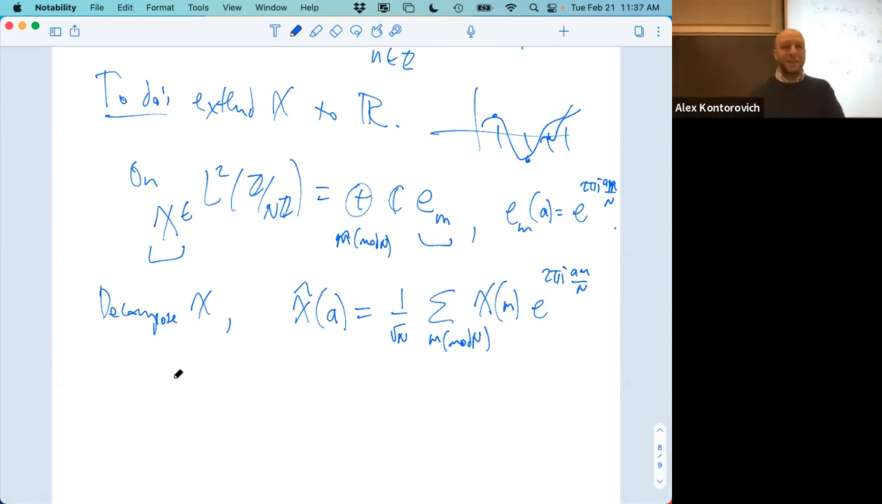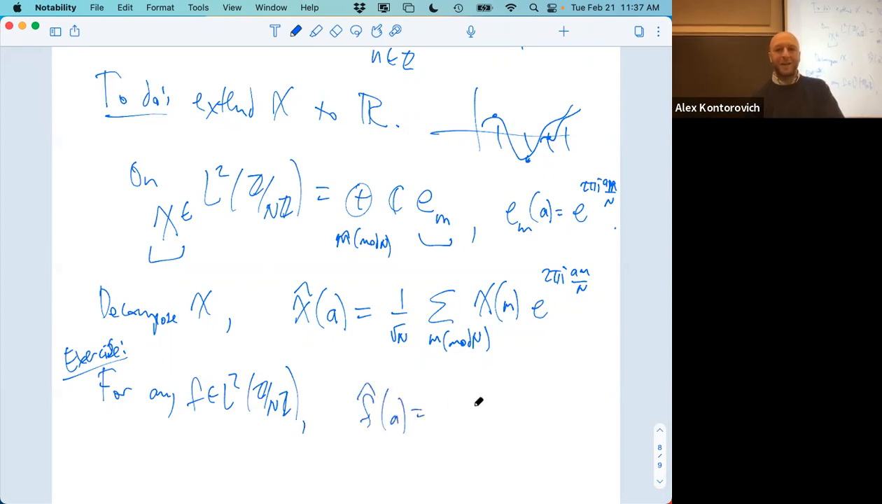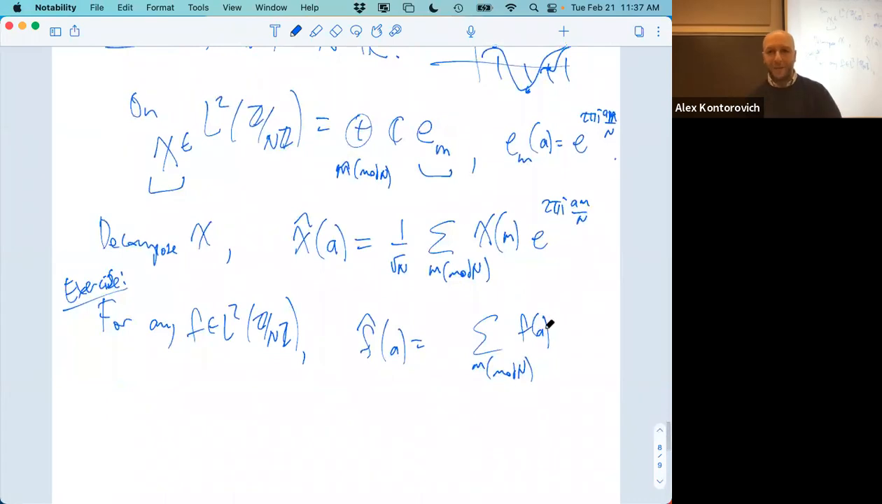Okay. In fact, this is completely general. This has nothing to do with chi. Decompose any F. So let me make this an exercise, because it's really just orthogonality of the nth roots of unity. For any F in L2 of Z mod N, you define F hat in this way. F hat of A is the sum over M mod N, where M takes values in Z mod N, of F of M, E to the 2 pi I AM over N.